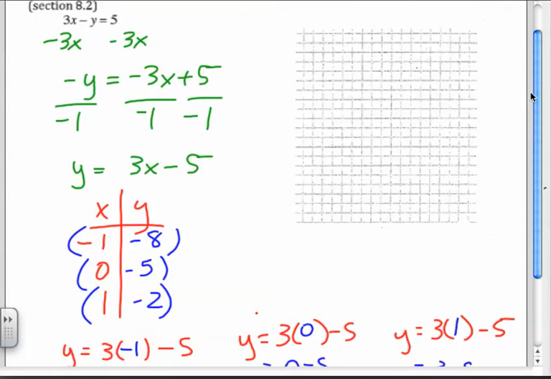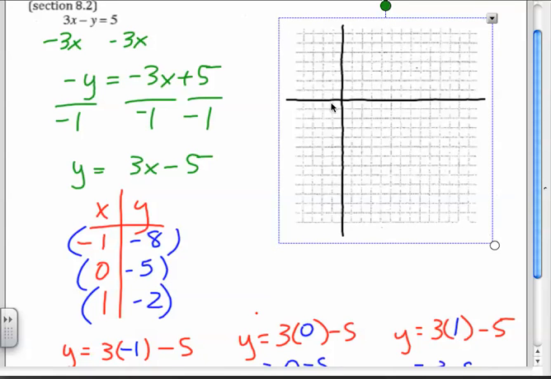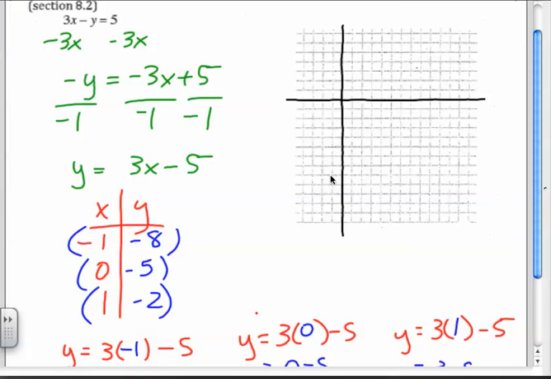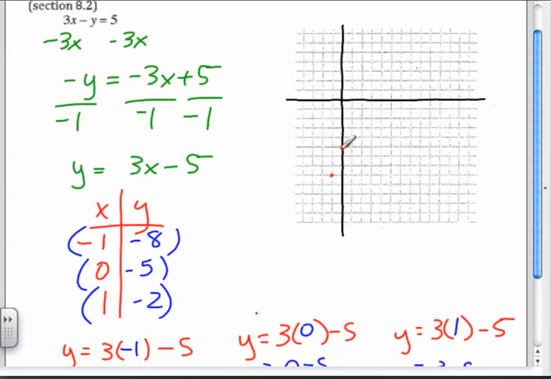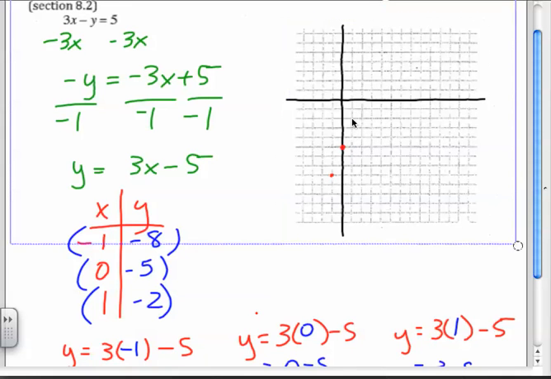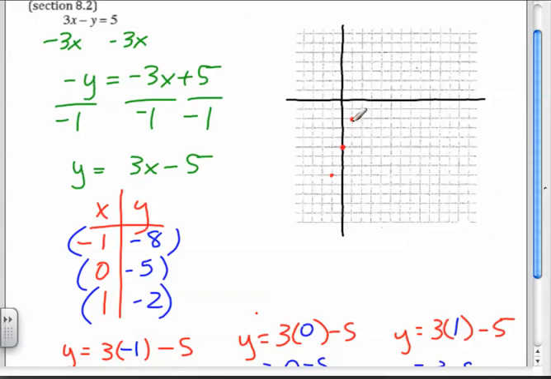All right? I'm going to draw my x and y axis. I'll draw it right here. This should work for us. Okay? The first point is negative 1 and then negative 8. So minus 1 and then 1, 2, 3, 4, 5, 6, 7, negative 8. So that's 1 point that I'll put right here. The next point is 0, negative 5. 1, 2, 3, 4, negative 5. All right? That's my next one. And then the next point is 1, negative 2. All right? There's my next point. So my line should look something like this.